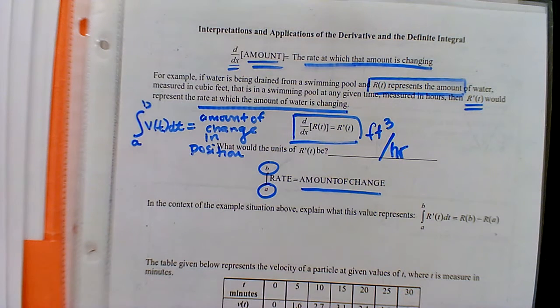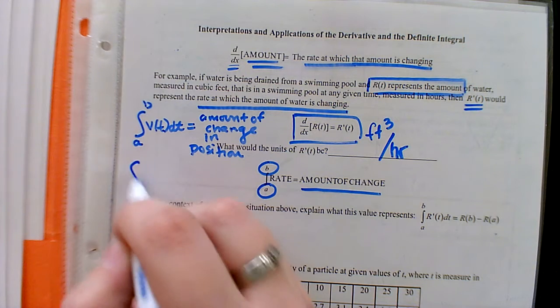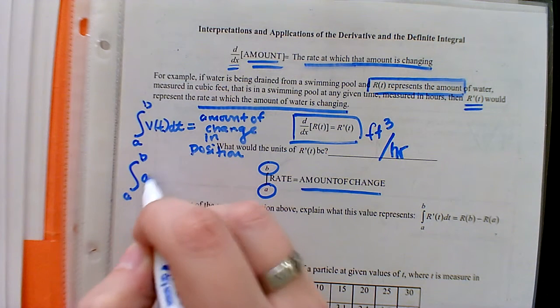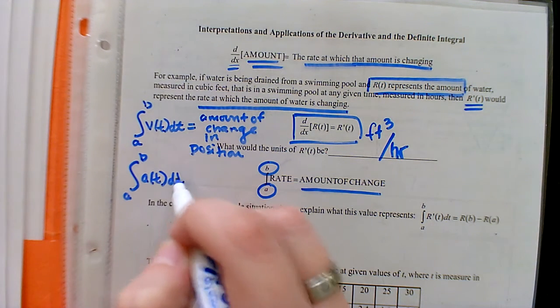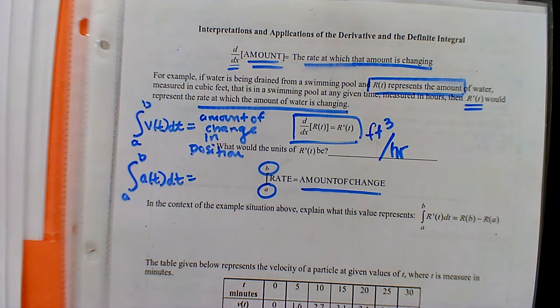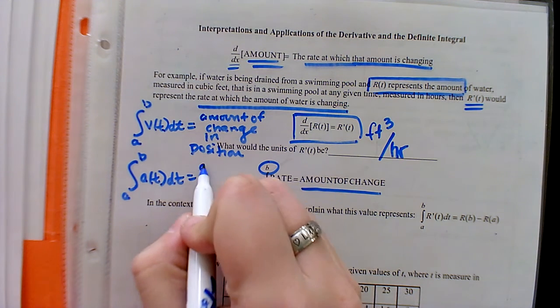That's why we do top minus bottom. Whenever you're subtracting two things together, you're finding the change or the difference in those values. I hope that makes sense. What if we were to try this one? What if we were to work backwards, aka integrate acceleration? What would that value represent? Amount of change in velocity.